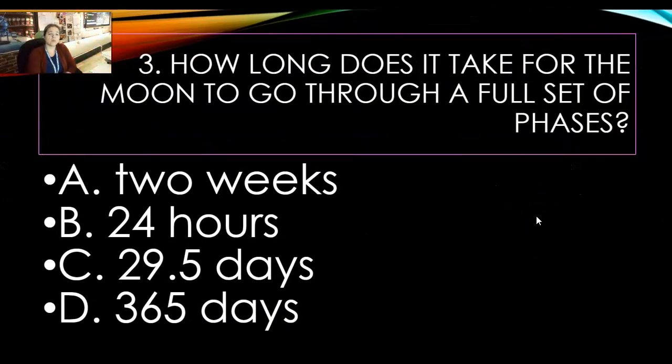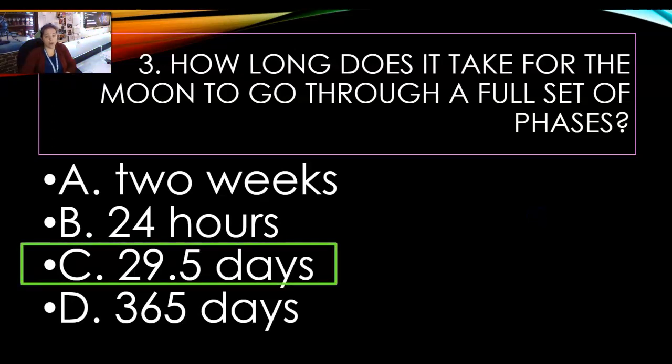How long does it take for the moon to go through a full set of phases? Is it 2 weeks, 24 hours, 29.5 days, or 365 days? So for this, it's 29.5 days. That is a month that it takes for the moon to go around us.